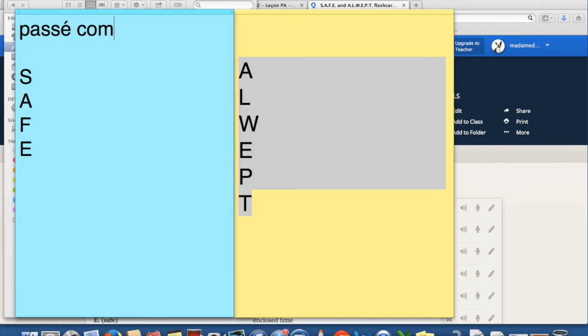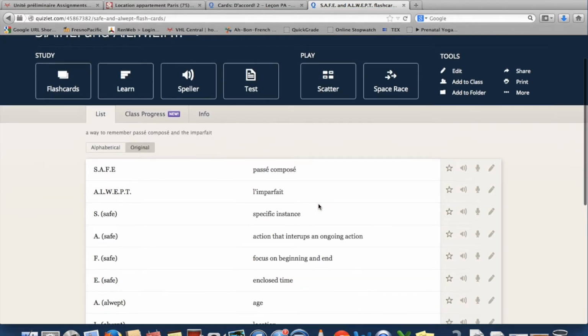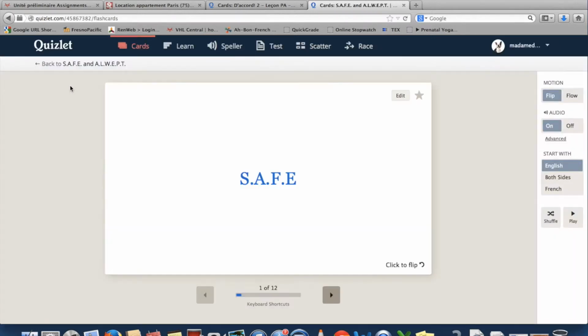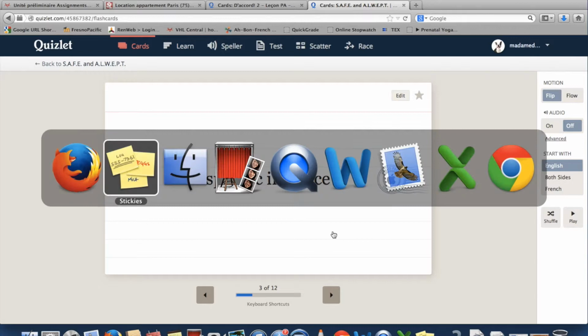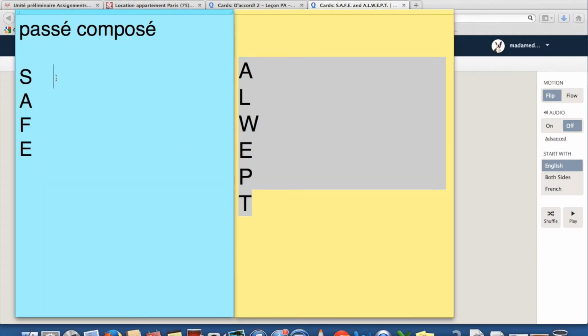When do I use passé composé? The cool part is I've got a Quizlet up here for you so you can remember it. We use SAFE to describe passé composé because S means it's a specific instance. It's a specific moment in time that we use passé composé.